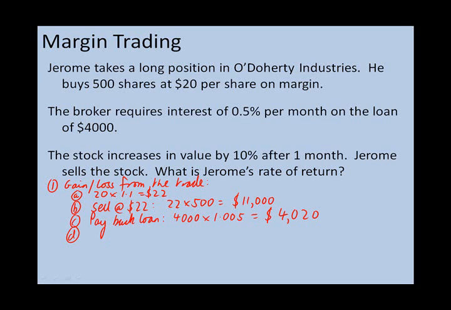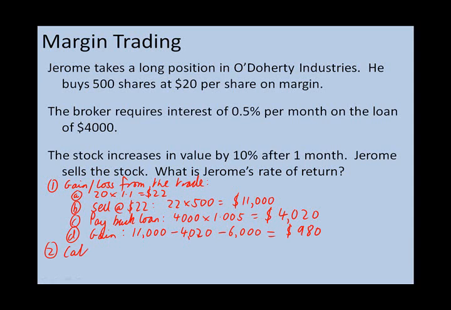Now we can calculate our gain. The gain is going to be 11,000 minus the amount we repay to the brokerage, minus our initial investment, which was 6,000, which gives us a gain of $980.